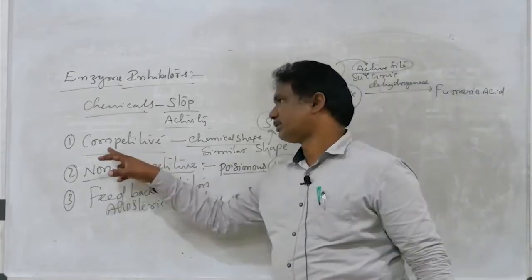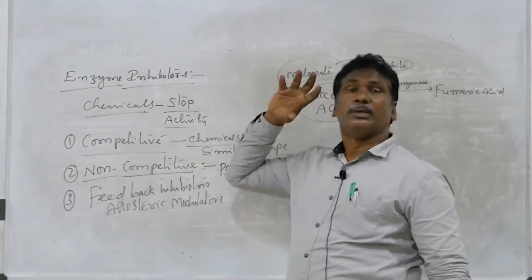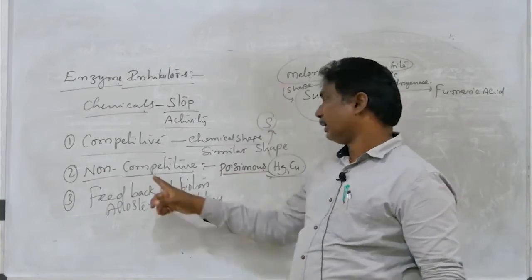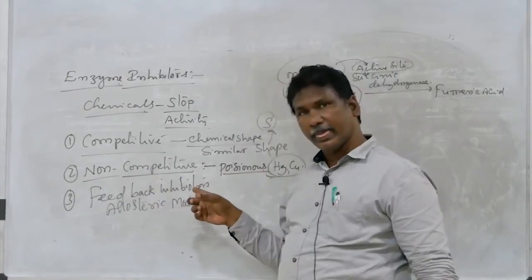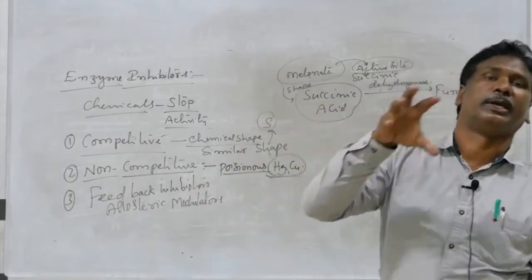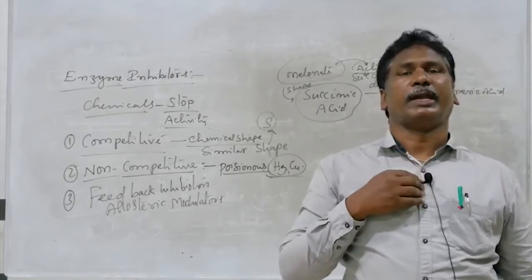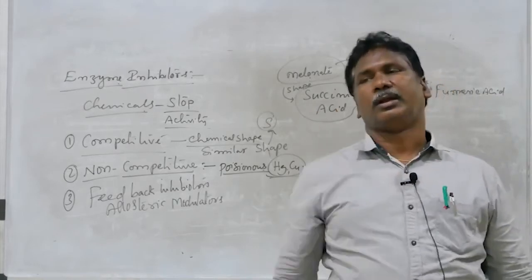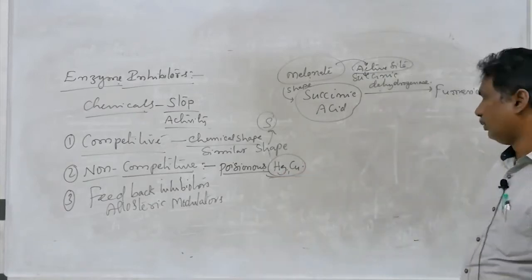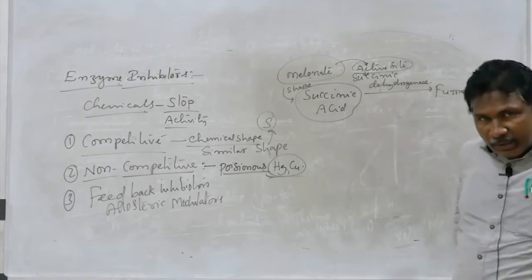The shape of the competitive inhibitor resembles the shape of the substrate. Here the shape is not like that, but these are poisonous substances that occupy a site other than the active site. Those are non-competitive inhibitors, heavy metals like mercury, copper, cadmium, silver, etc.